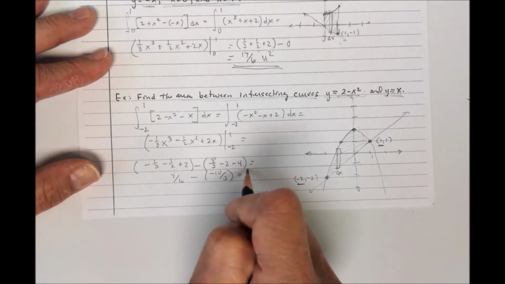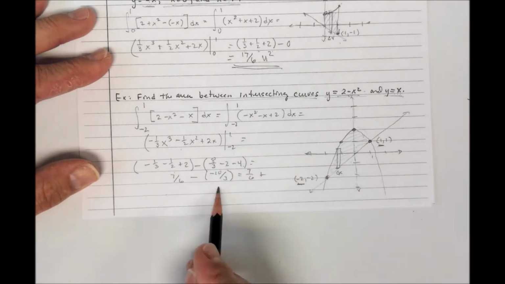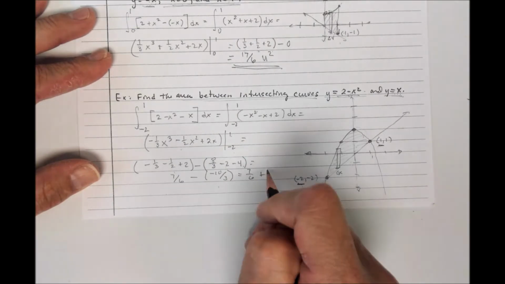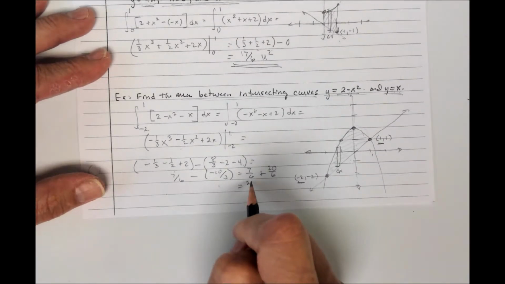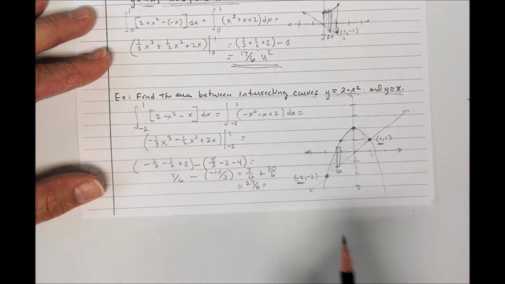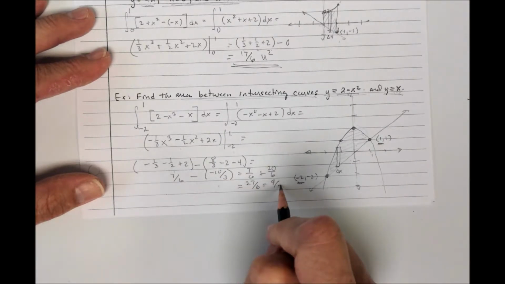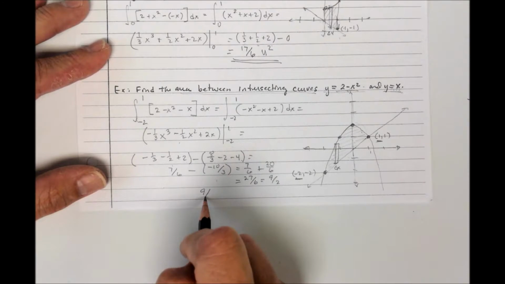So this is 7/6 plus 10/3, or let's write 20/6, so I get a common denominator. So I have 27/6, which is, divide top and bottom by 3, 9/2. So the area would be 9/2 square units.